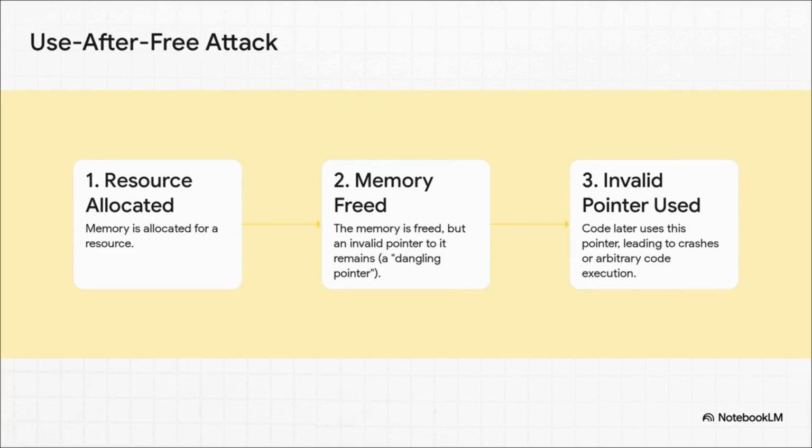The way this attack works is just dangerously simple. Step 1, the program frees some memory. Step 2, a pointer to that now invalid memory location gets left behind. We call that a dangling pointer. Then, later on, the code follows that old pointer and starts reading or writing, but it could be accessing totally different data, maybe even malicious code that an attacker cleverly placed right there.